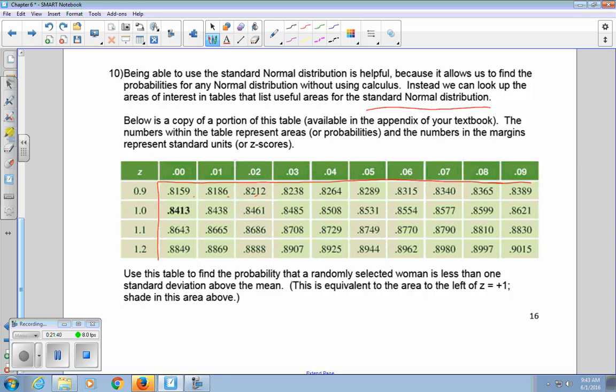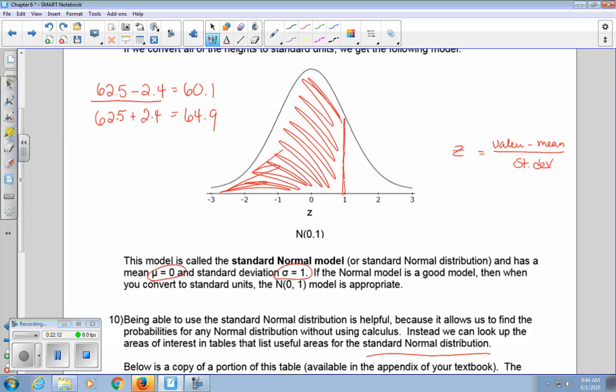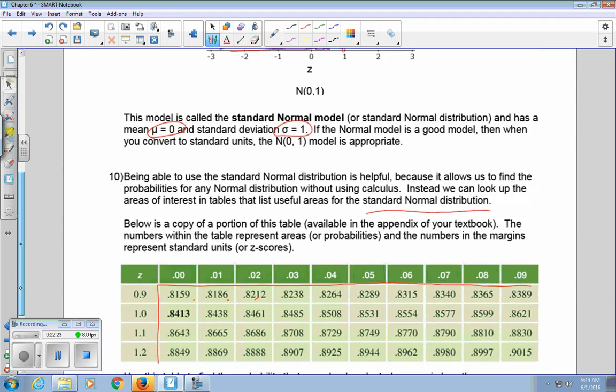Okay, so up here, let's take a look at what we're talking about. If we were asked the question, what's the probability that we find a woman that's less than 64.9 inches? We could standardize that to find out that that's 1 standard deviation. And so here on my standard normal, I might draw it in and say, okay, what's the area under here? What's the probability of finding a woman that's less than 1 standard deviation above the mean? So this whole area that's in red. How do we do this using our table?